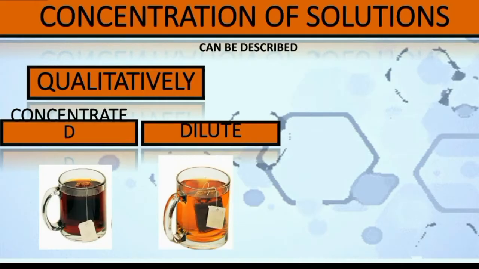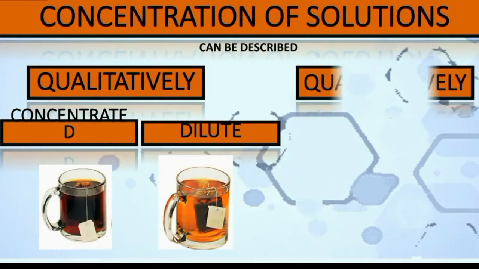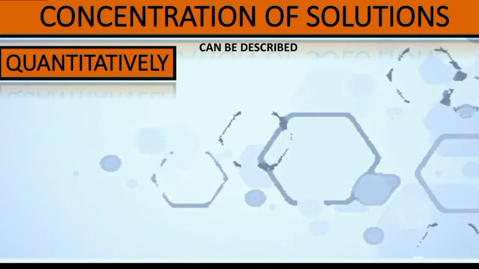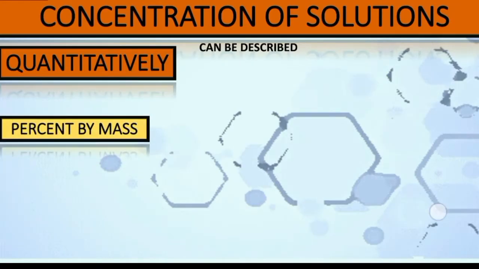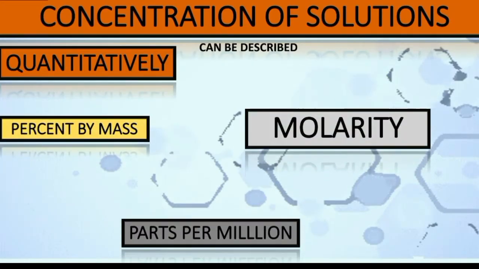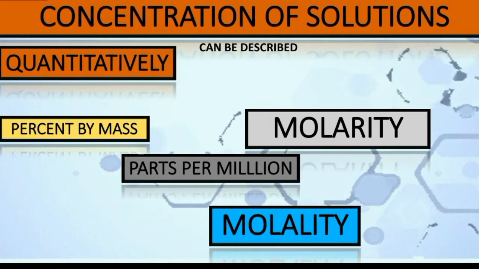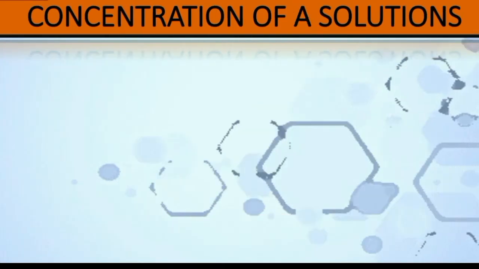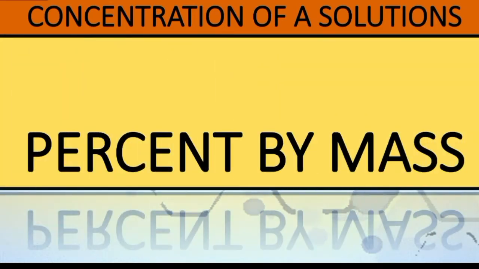There are also ways to express the concentration of solutions quantitatively. The most commonly used quantitative measures are percent by mass, molarity, parts per million, molality, mole fraction, and percent by volume. In this video, we will talk about percent by mass and percent by volume. Let's start with percent by mass.